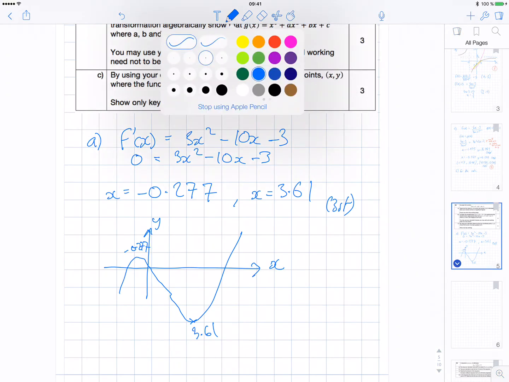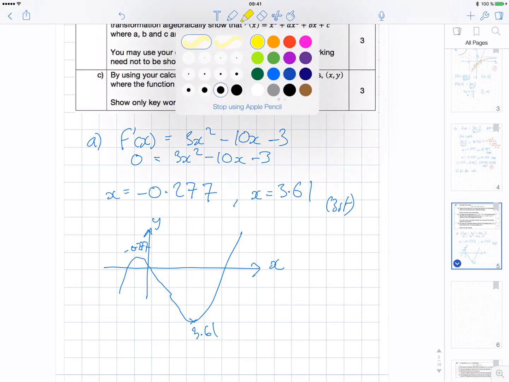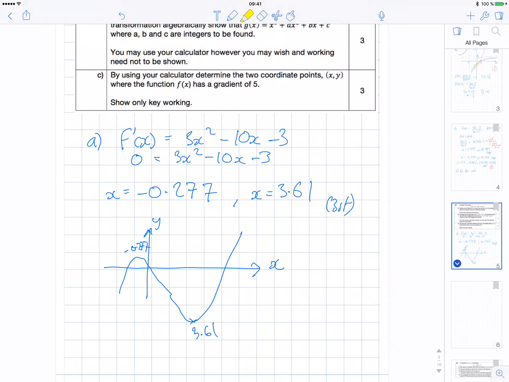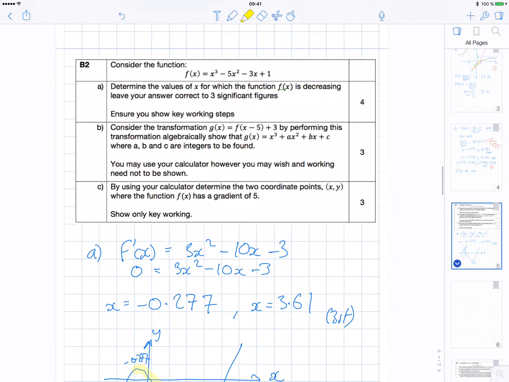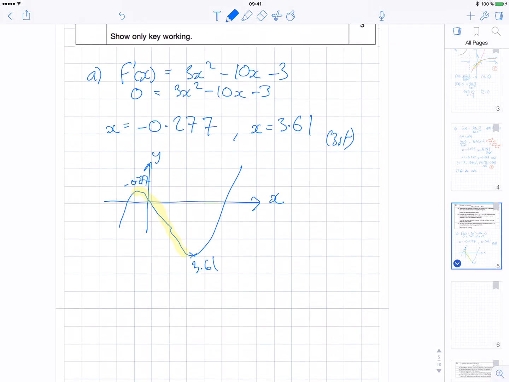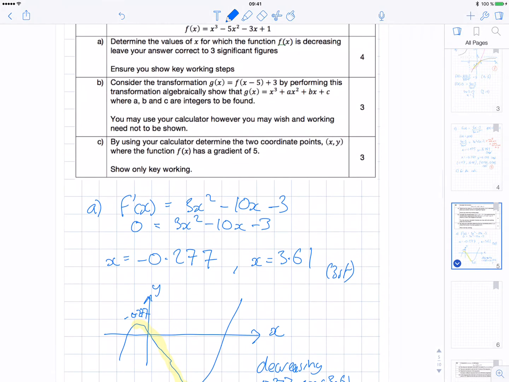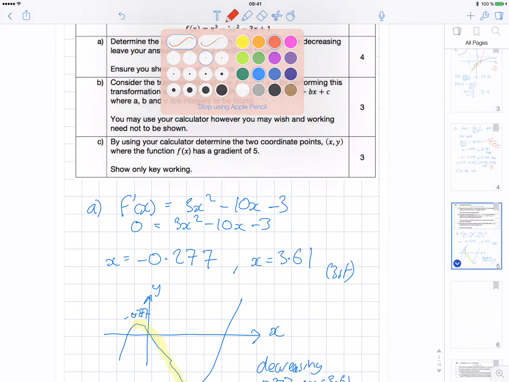It's asking for where it's decreasing. So it's decreasing between there and there. Definitely says decreasing, doesn't it? So it is a decreasing function from minus 0.277. Don't include them, because when you include these points, it's where it's a stationary point. And that is all 4 marks.